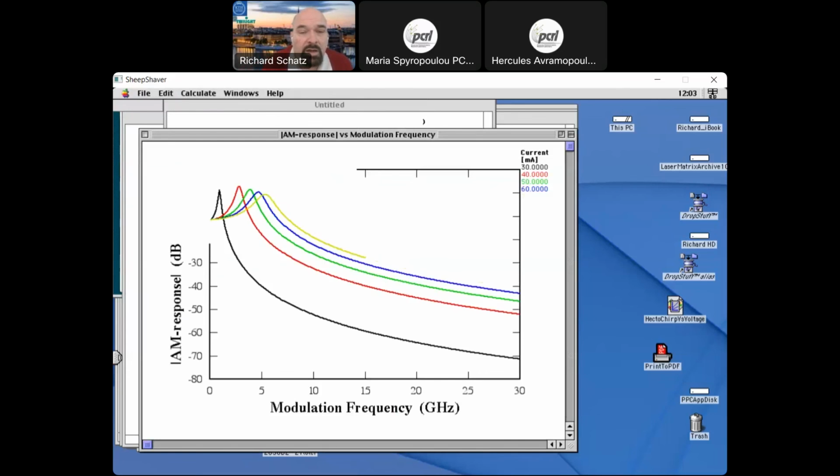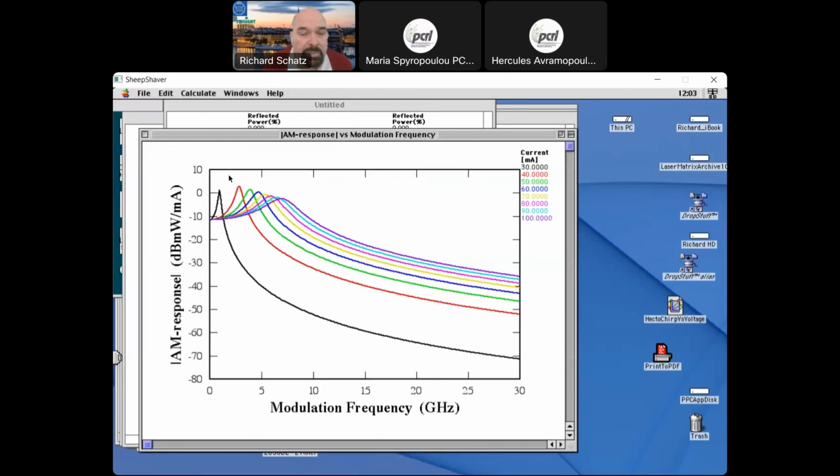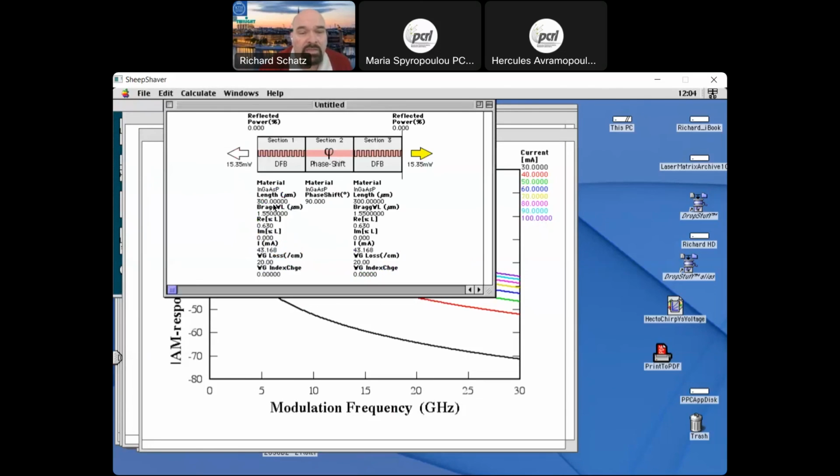And then you see how the modulation response depends on the bias of the laser, the total bias of the laser. And you see the modulation bandwidth is not so good here, but it depends on that this laser is very long. It's much too long to be a high-speed laser.